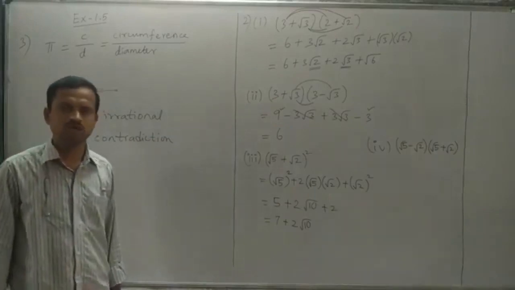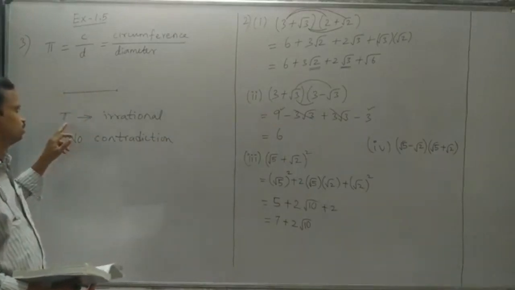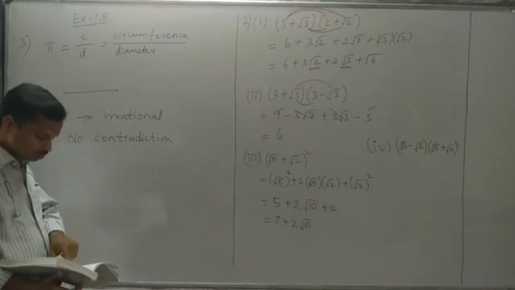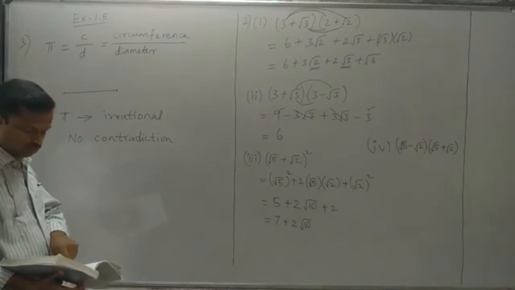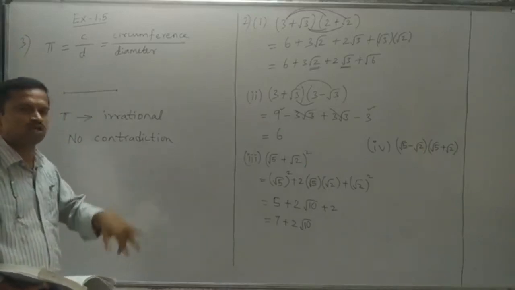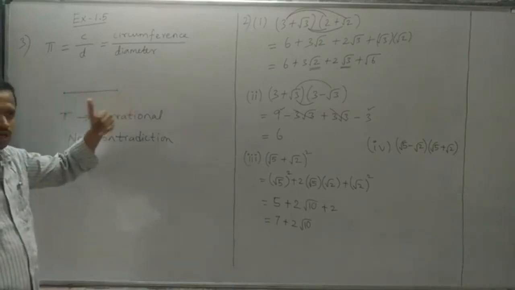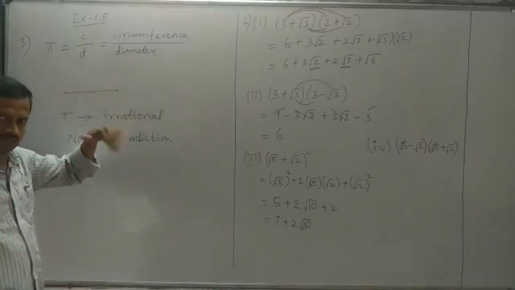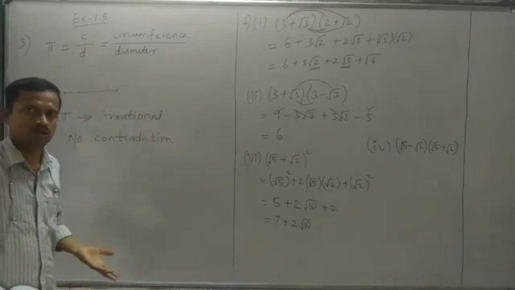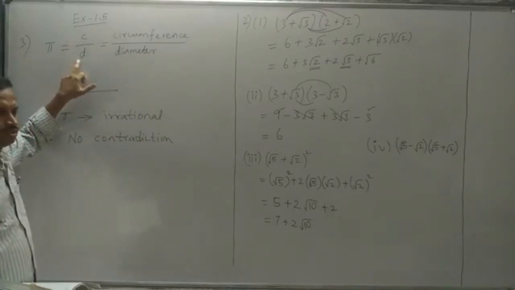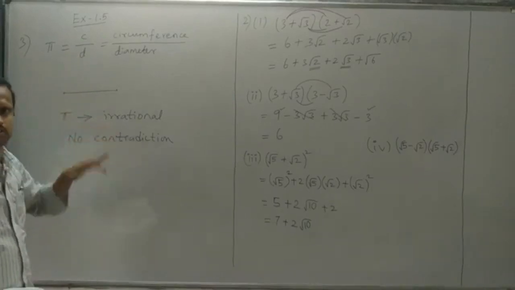There is no contradiction because they are saying that it seems to contradict the fact that pi is irrational. That means pi may be rational, like that they are saying, but we have given an explanation that pi is irrational because C may be rational or irrational, D may be rational or irrational. Therefore, if you divide C and D, which is either rational or irrational, definitely you will get irrational only.